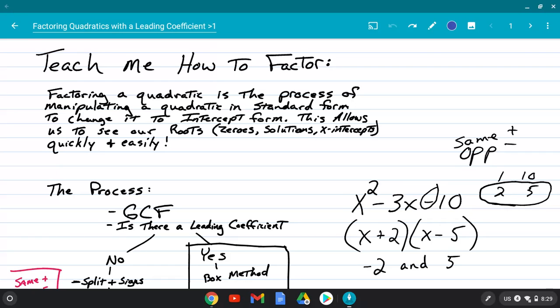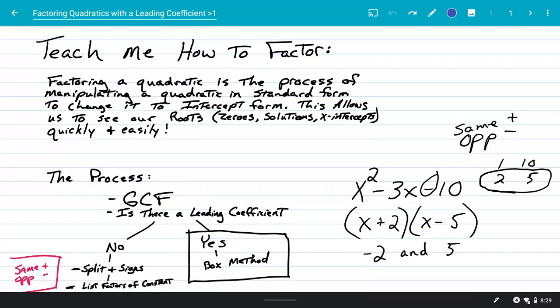Just as a couple quick reminders, factoring is we're taking a quadratic from standard form and manipulating it until we get to intercept form, also known as, anybody?